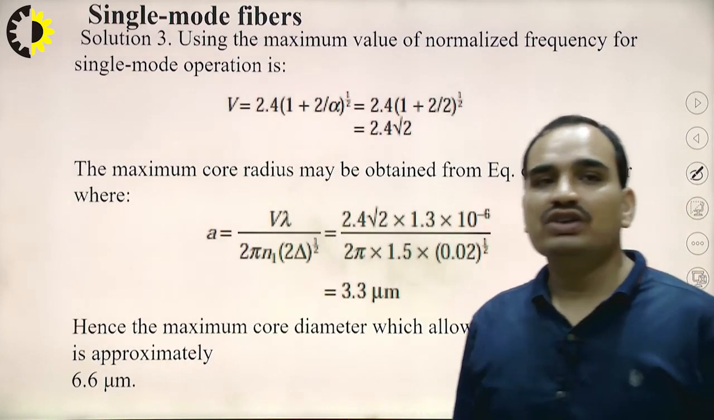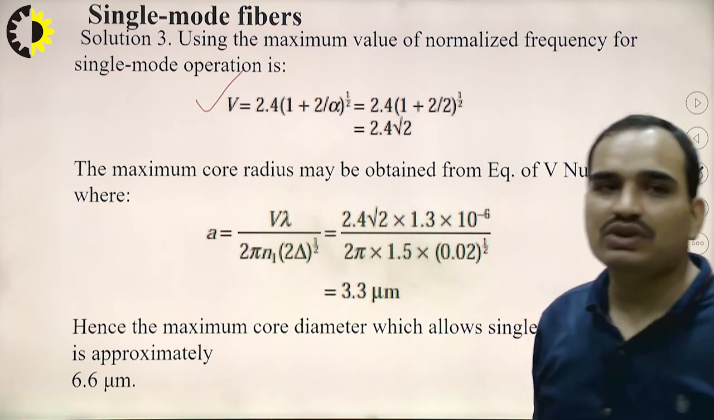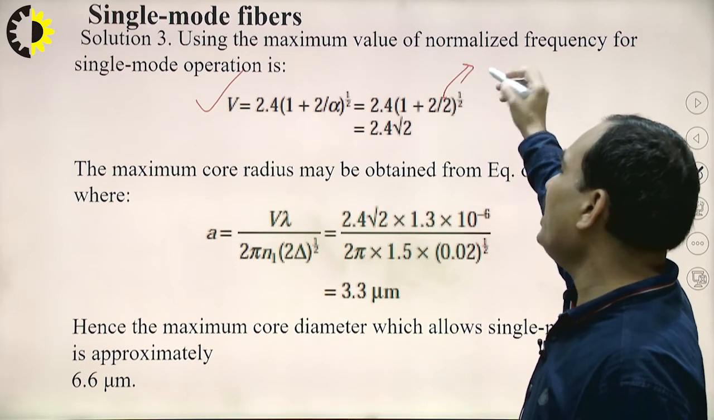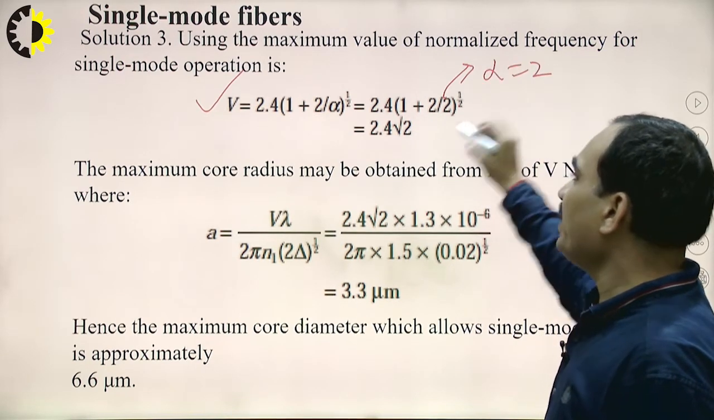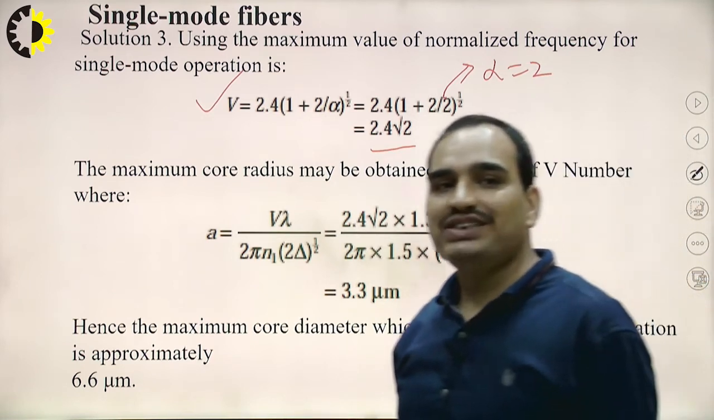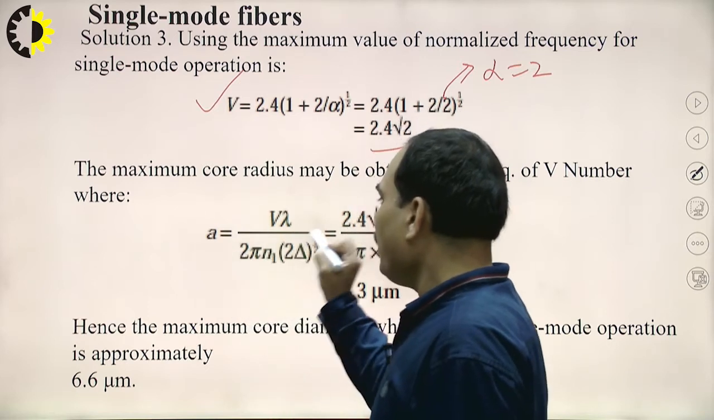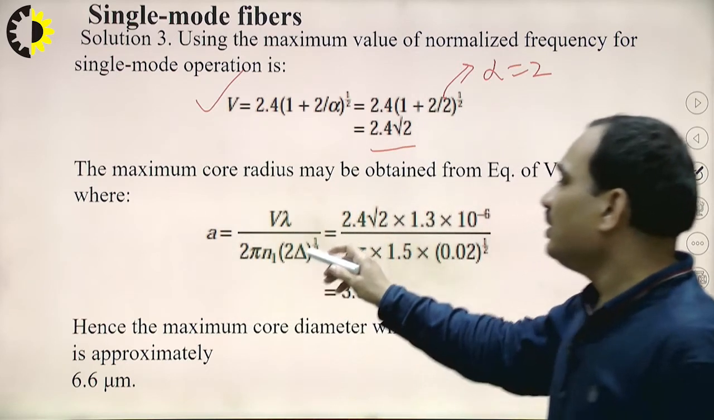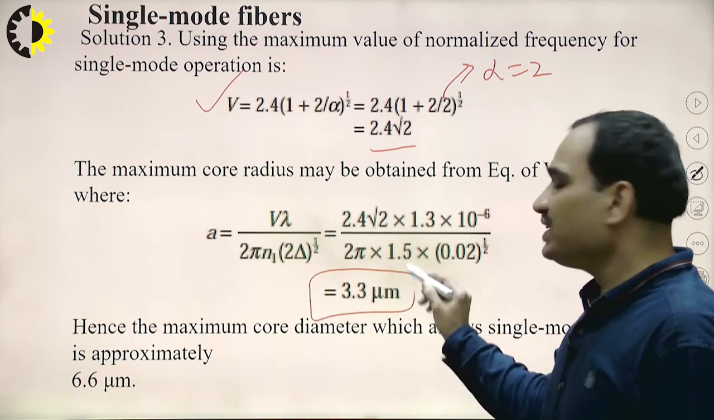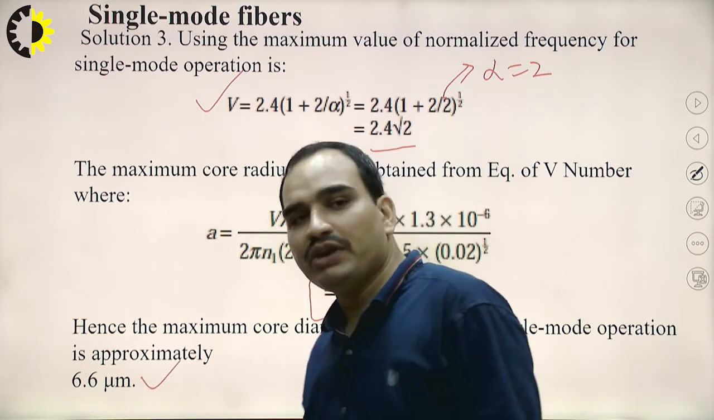Solution: first you have to find the V number, or the normalized frequency. Simply substituting the value of alpha, which for the parabolic profile is alpha equals 2, we get 2.4 under root 2. The maximum core radius can be calculated with the formula V lambda by 2 pi n1 under root 2 delta. Substituting the values, we get a core radius of 3.3 micrometers and a diameter of 6.6 micrometers.